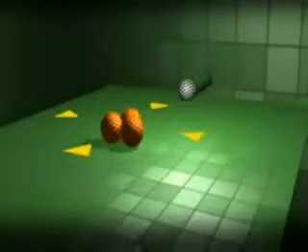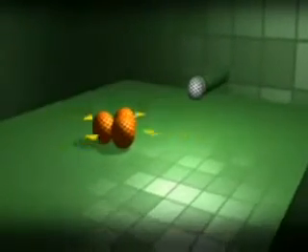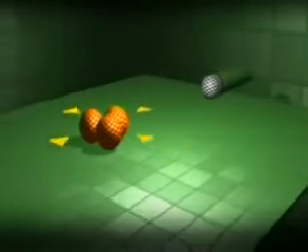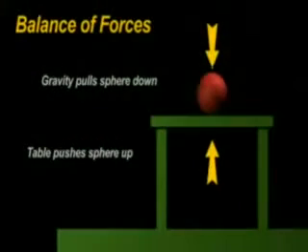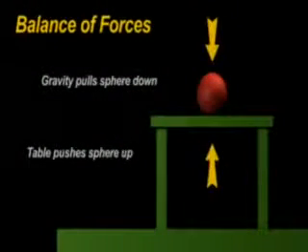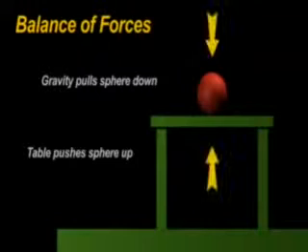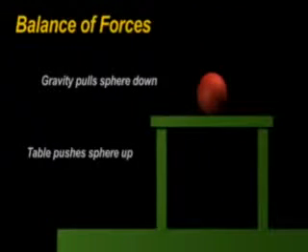Here we have 3 spheres on a table in a state of rest. The gravity pulling the spheres down is countered by the force of the tabletop pushing the spheres up in the exact opposite direction. The balance of forces is what keeps the spheres at rest on the table.